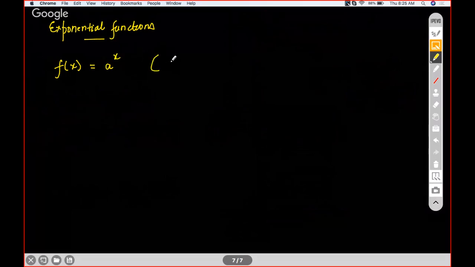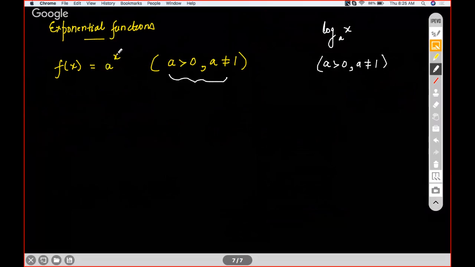Now, let's talk about exponential graphs, exponential functions. Exponential functions are functions of the nature a to the power x, where a is a positive quantity not equal to 1. It is almost the same property which the log base also used to follow. When I used to define log x to the base a, I used to say that a should be greater than 0 and a cannot be 1. So almost the same thing is followed here as well.